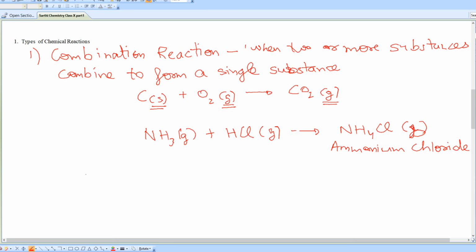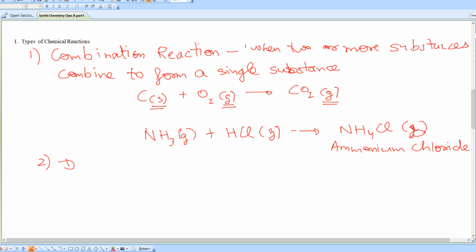Now, more examples can be, let's say, that we are forming ammonia by the combination of nitrogen and hydrogen. So that can also be an example of combination reaction. So let's move on to the second type.